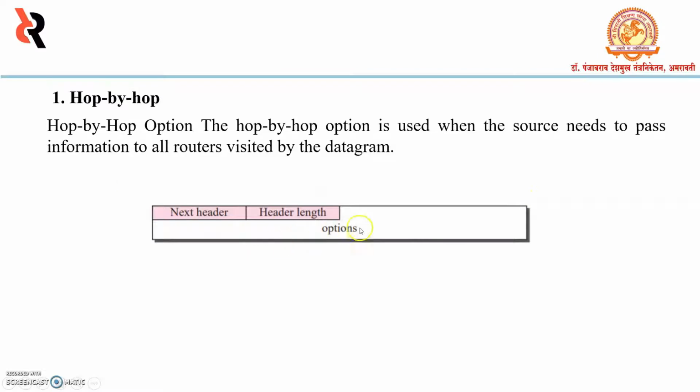This figure shows the format of the hop by hop option header. The first field defines the next header in the chain of headers that was shown previously in the diagram. The header length defines the number of bytes in the header. It includes the next header field also. The rest of the field contains different options.